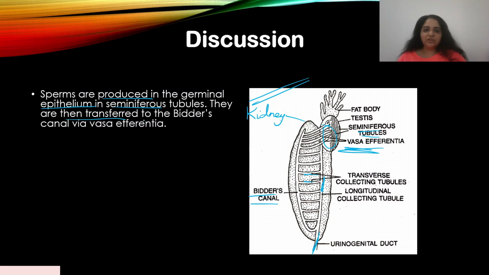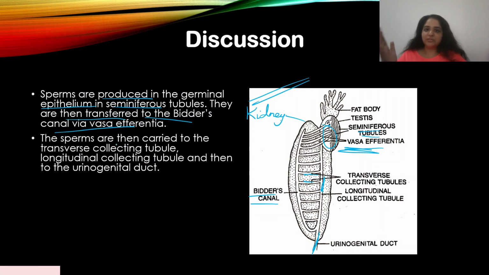They then transfer to the Bidder's canal via vasa efferentia. So remember, after the seminiferous tubules, there's vasa efferentia, then there's Bidder's canal. The sperms are then carried to the transverse collecting tubule and longitudinal collecting tubule, and then to the urinogenital duct.